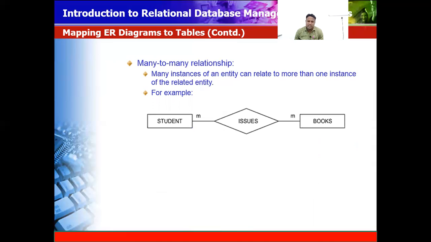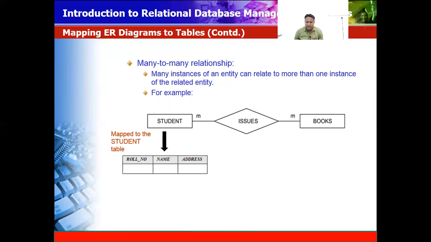Many to many relationship: many instances of an entity can relate to more than one instance of a related entity. So many students issue many books. So it is called a many to many relationship.